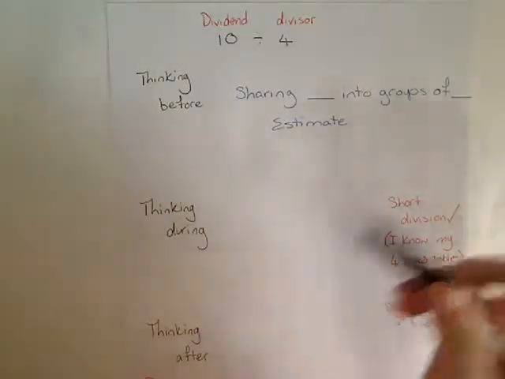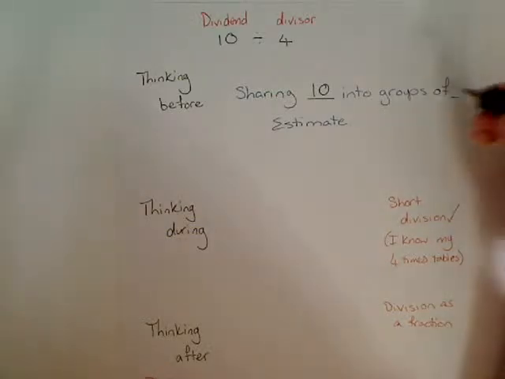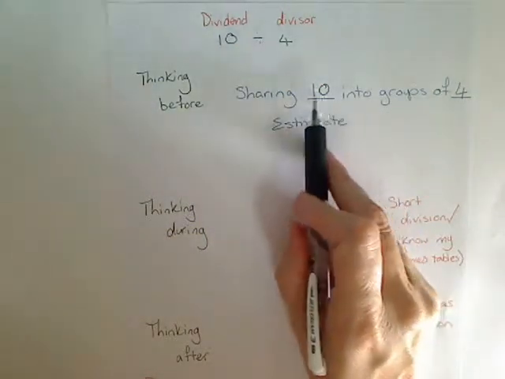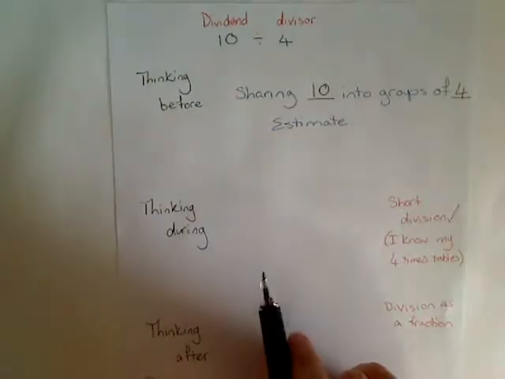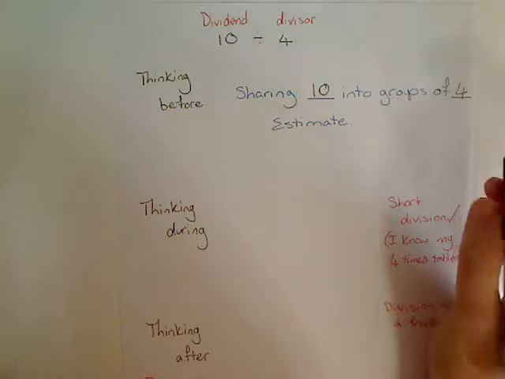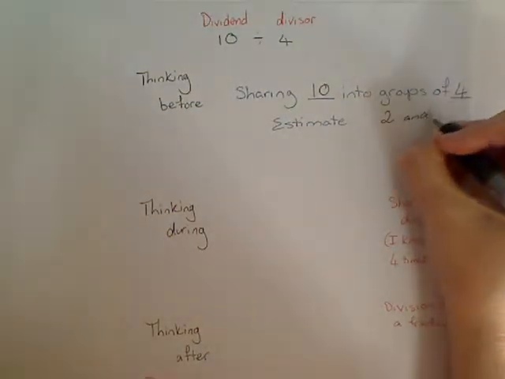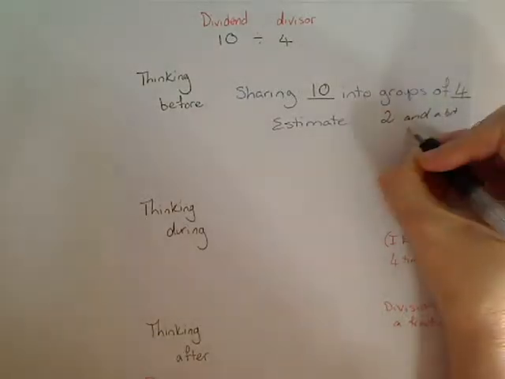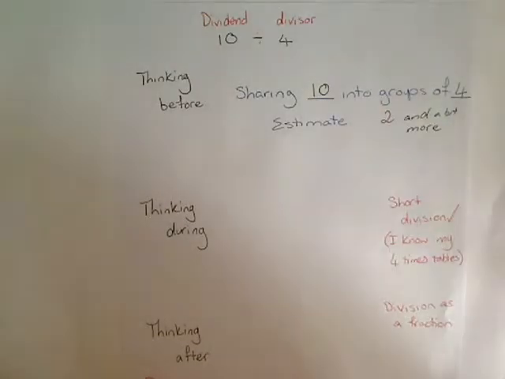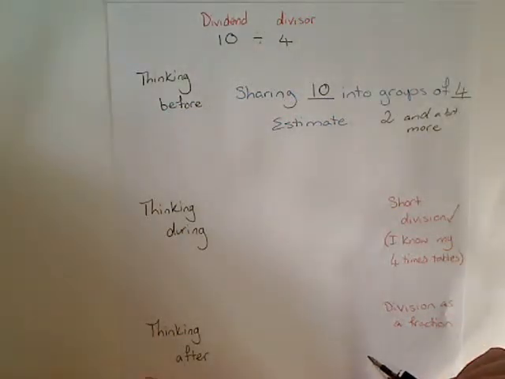So I'm looking to share 10 cakes into groups of 4. So a dividend goes first, divisor second. If I'm sharing 10 cakes into groups of 4, I'll be able to get maybe 2 groups and a bit more. So I'm hoping that's where my answer needs to lie. 2 point something, not sure yet.